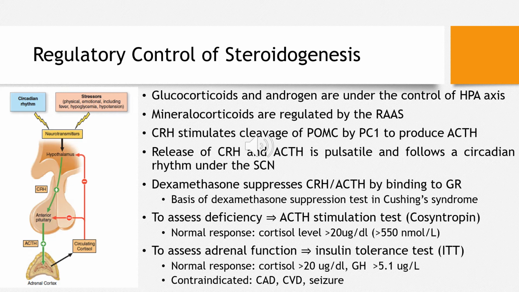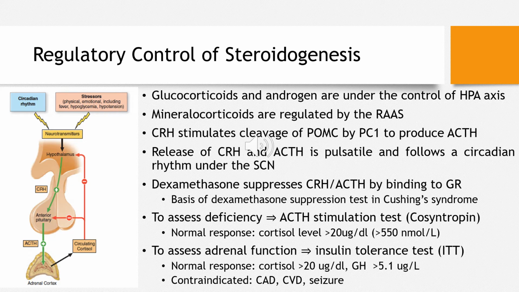Thus, the dexamethasone suppression test is useful to establish the diagnosis of Cushing syndrome and to assist with the differential diagnosis of cortisol excess. Now, to assess glucocorticoid deficiency, ACTH stimulation of cortisol production is used. Administration of ACTH must produce in normal individuals a cortisol level of more than 550 nanomoles per liter, and below this value, these individuals are said to be cortisol deficient or insufficient.